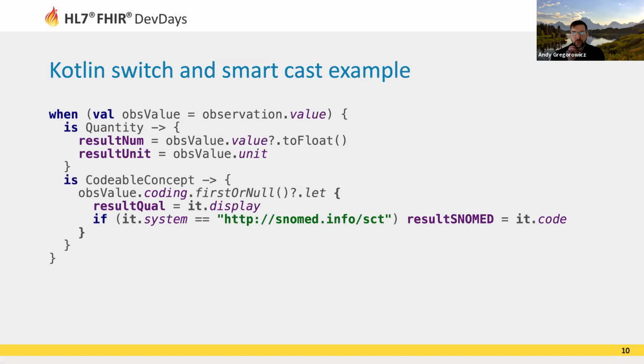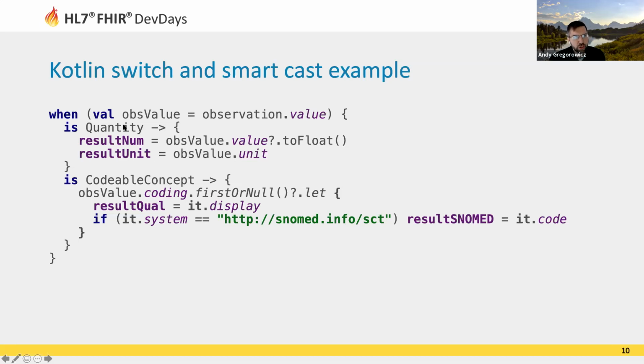And so this is some actual Kotlin code, and I'll walk through this. You can see on the first line, Kotlin for our switch statement uses this when, and we pull out our observation value. So this is a HAPI observation class that would come from a FHIR observation resource. One of the nice things about Kotlin is that you don't have to worry about getters and setters like you do in Java. It will call the getter under the covers. So this is the same as calling observation get value if you were using the Java version of HAPI.